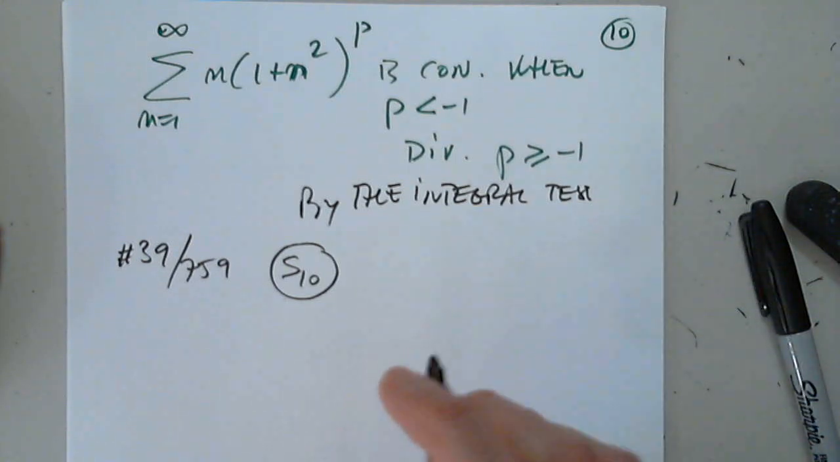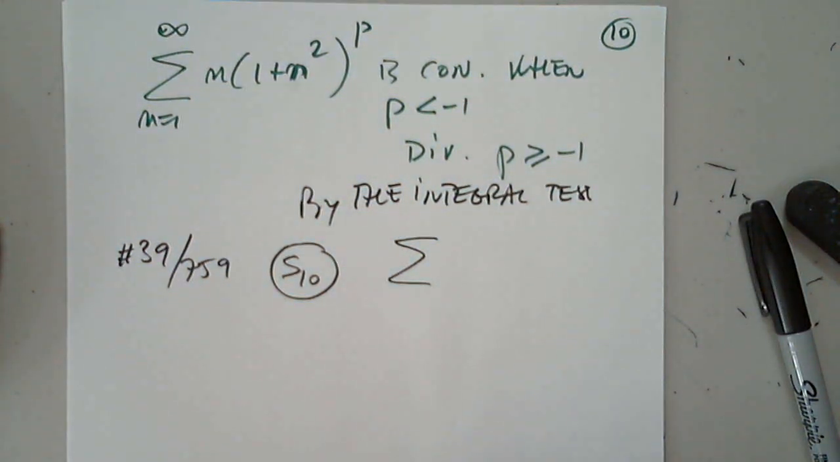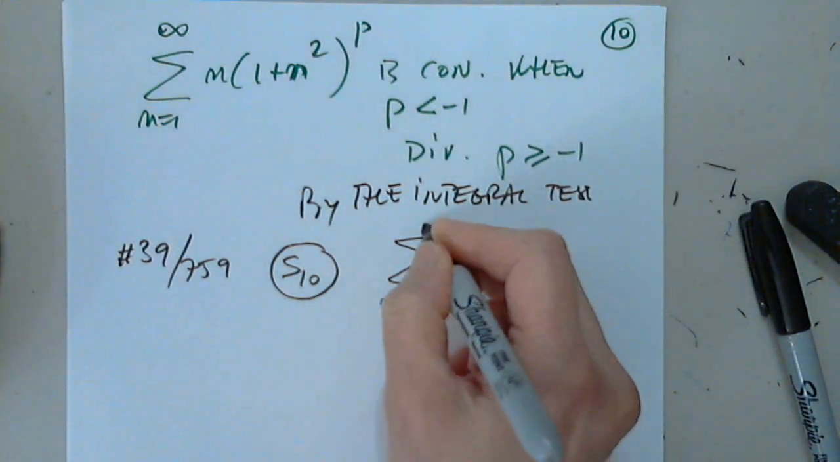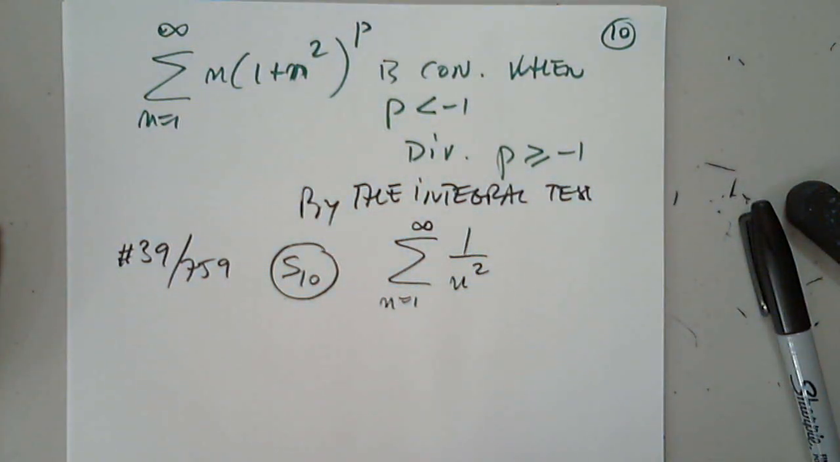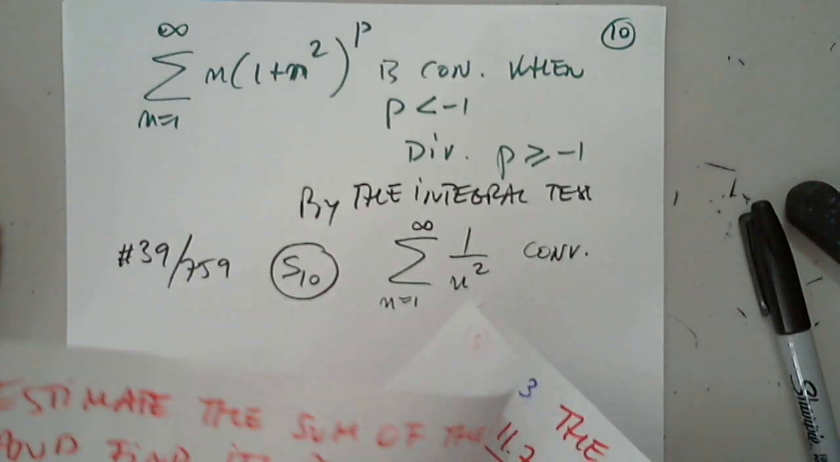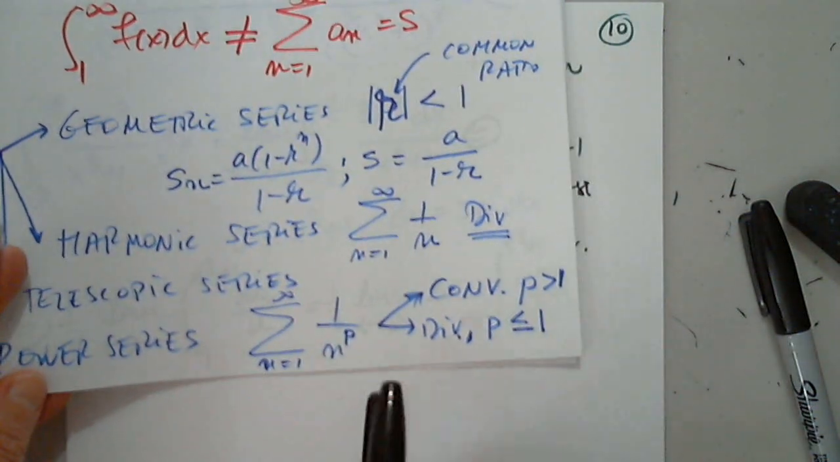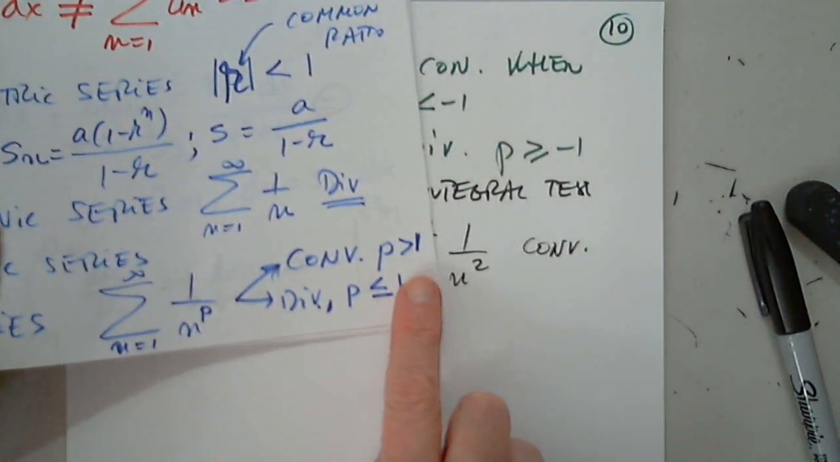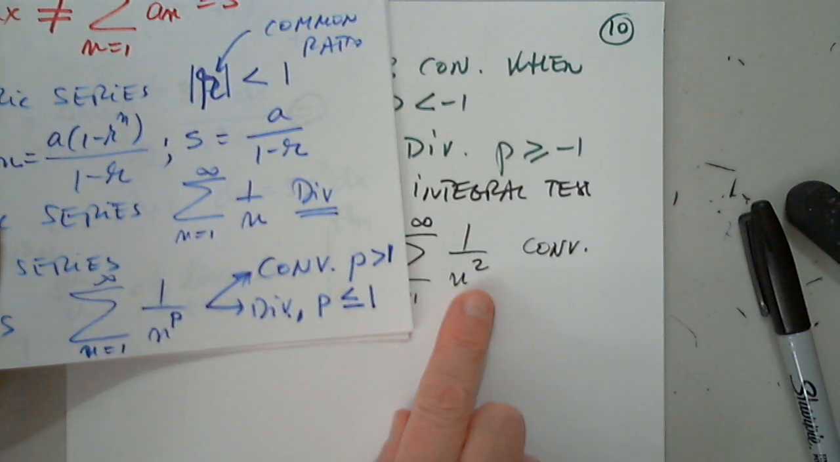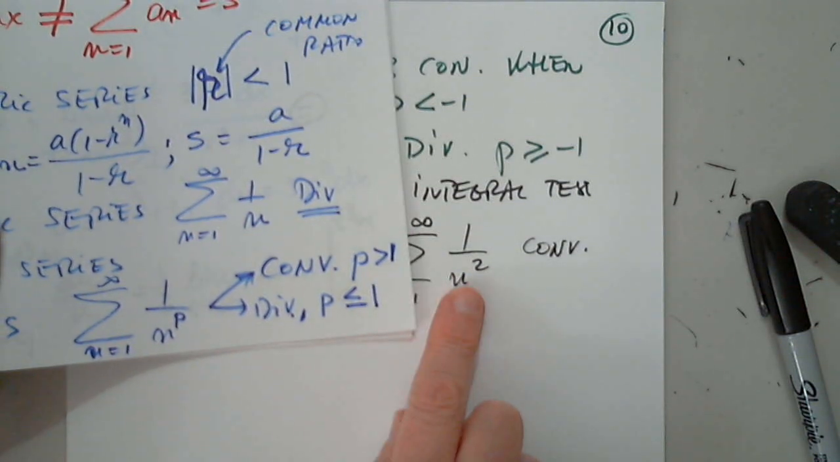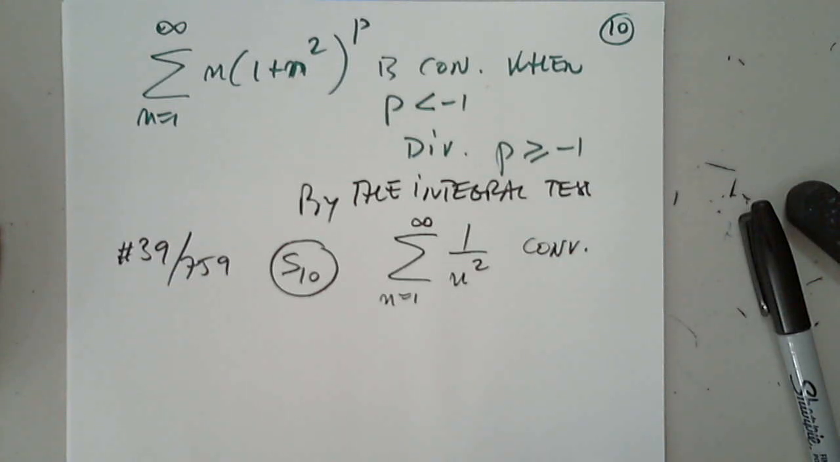To estimate the sum of the series, the sum from n equals 1 to infinity of 1 over n squared, which we know is convergent. How do I know? Oops, I didn't put my pages in order. Okay, here's what we know: because it's a P series, it's convergent for P greater than 1, and here P is 2. So we know that this is convergent.